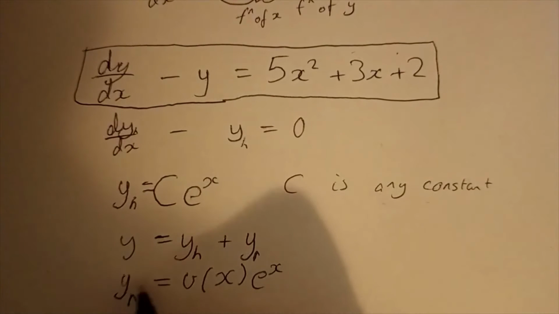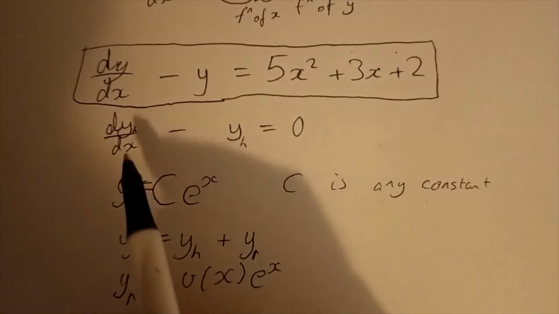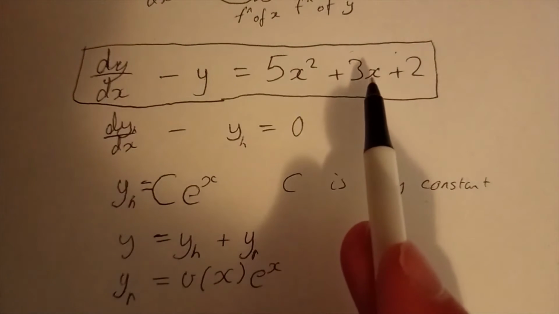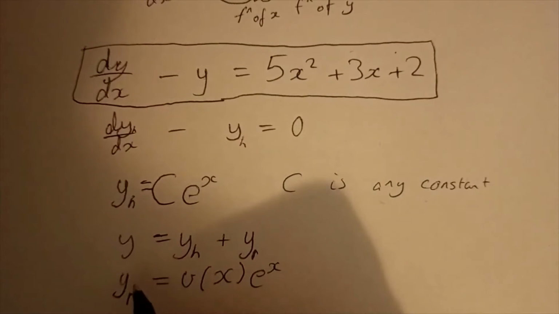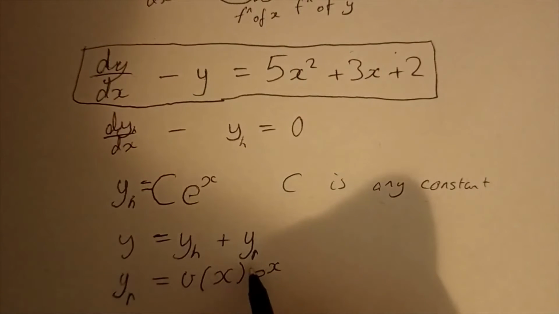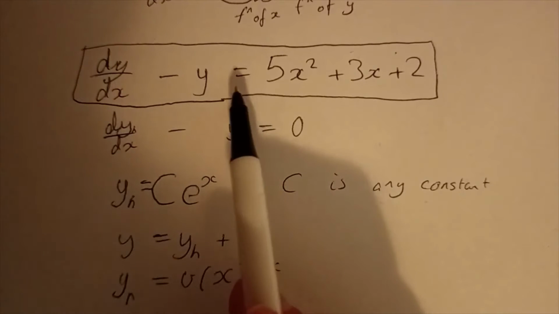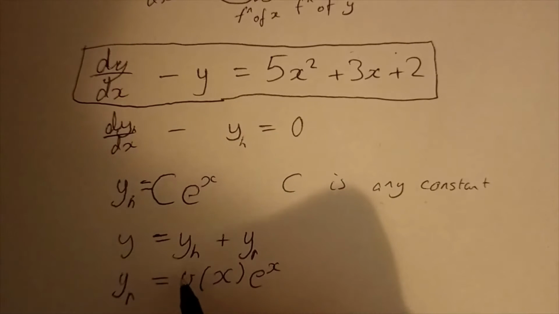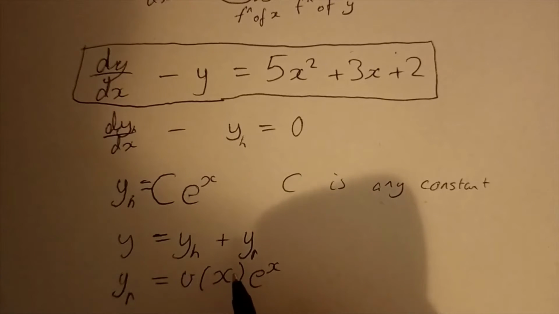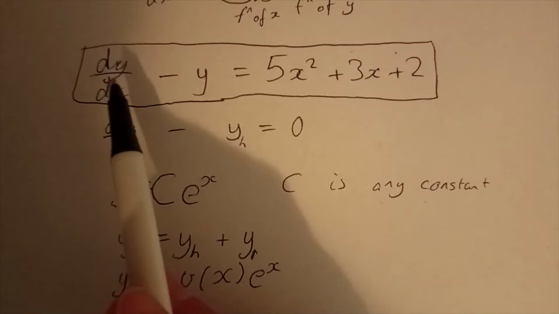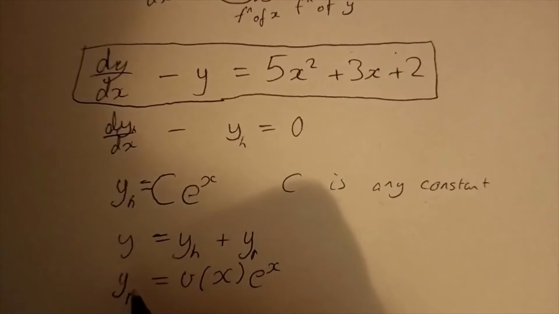So to use this functional form to find a particular solution to this equation here, we substitute this functional form back into this differential equation. And then we find what v is, which requires solving an integral to evaluate what yp is. So yp will just be v of x, whatever v of x turns out to be, times e to the x.